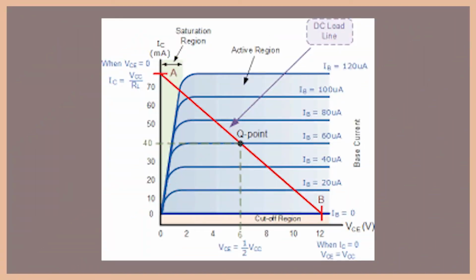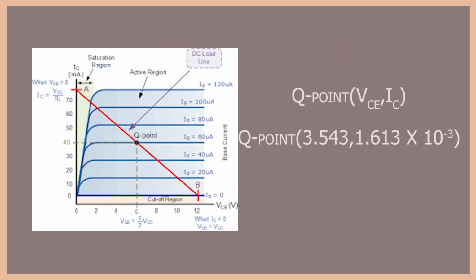To find the quiescent operating conditions, or more commonly known as a Q point, we must find the current of the collector IC and the voltage of the collector VC. And the point where they intersect is the Q point, shown in the graph like now. This is not an actual representation of the graph of this BJT, but this shows a general graph of how a BJT works and how the Q point is found. So the determined Q point of our BJT is 1.613 times 10 to the power of negative 3 and 3.543.